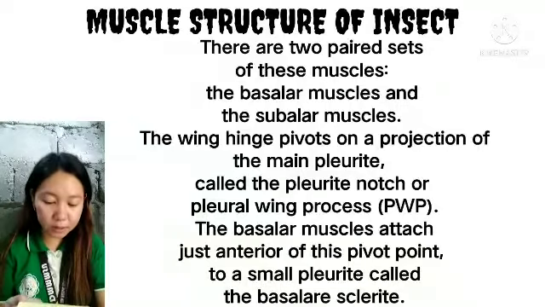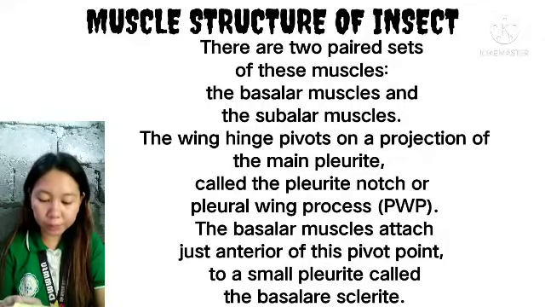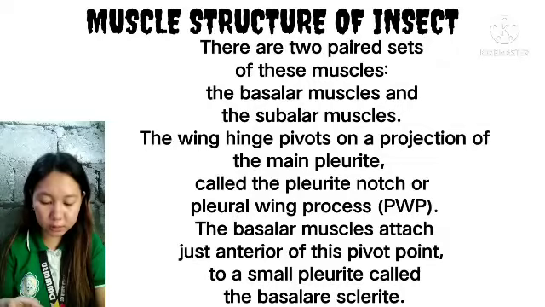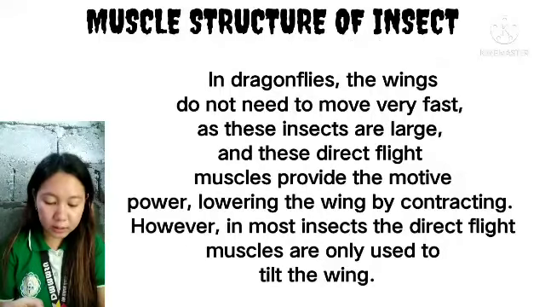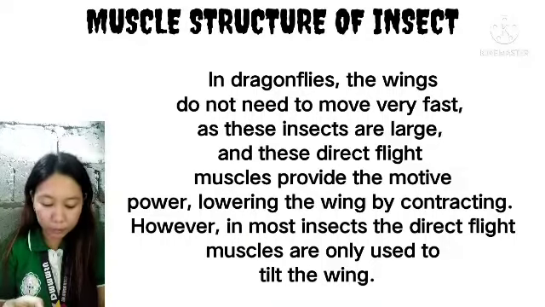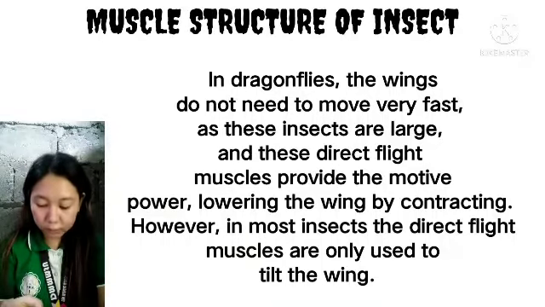There are two paired sets of these muscles, the basalar muscles and the subalar muscles. The wing hinge pivots on a projection of the pleural sclerite called the pleural wing process, or PWP. The basalar muscles attach just anterior of this pivot point to a small sclerite called the subalar sclerite. In dragonflies, the wings do not need to move very fast as these insects are large, and these direct flight muscles provide the motive power for lowering the wing by contracting.